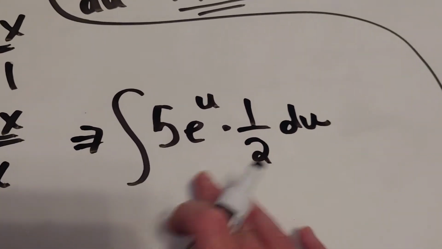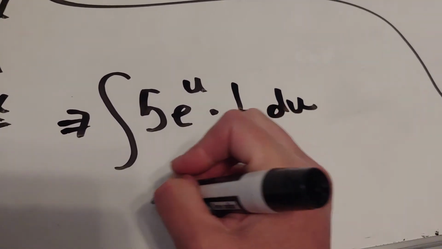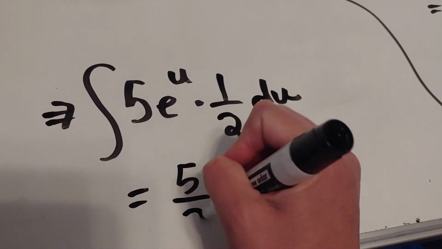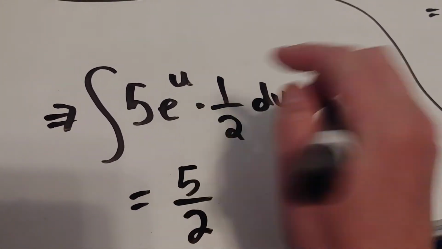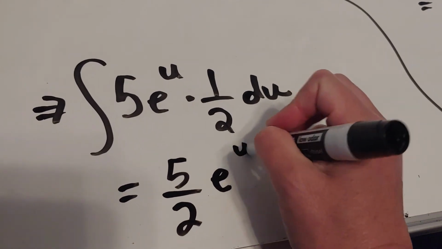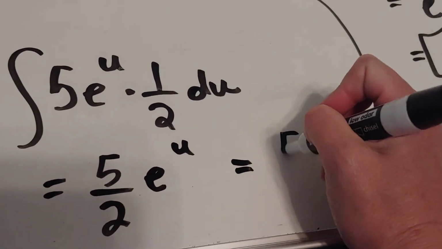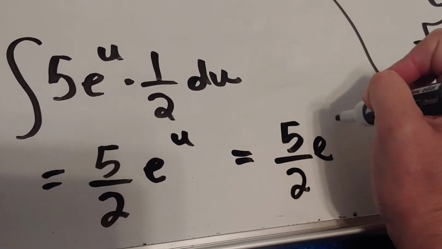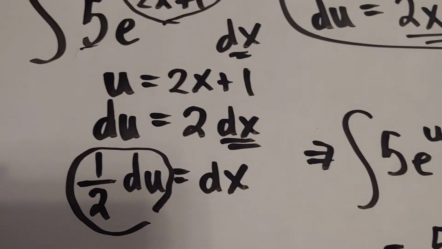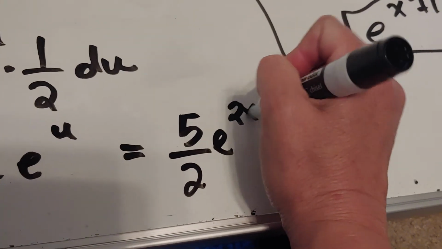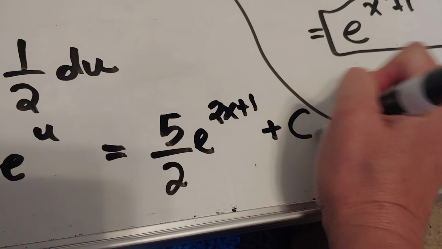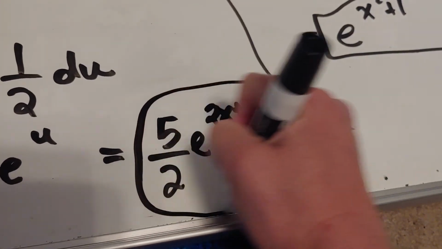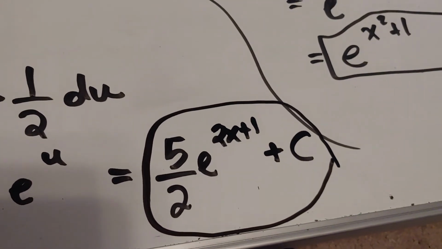Awesome. Okay, so that 5/2 is just going to hang out. It's just a coefficient. And the integral of e to the u is just e to the u. And then I'm going to replace it with what u equals, which is 2x plus 1. And then plus c. I did have enough room. Boom. All right. Good luck.